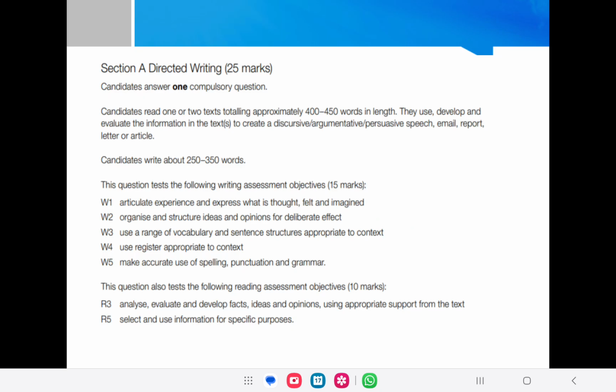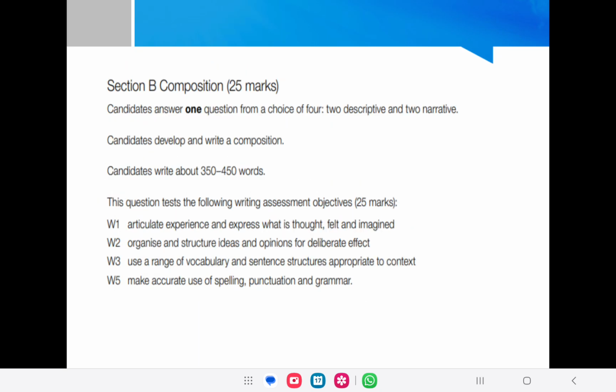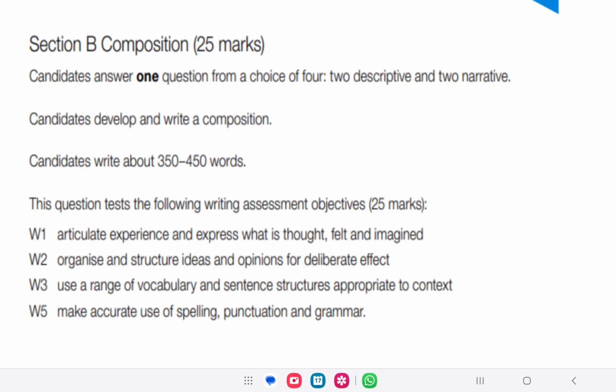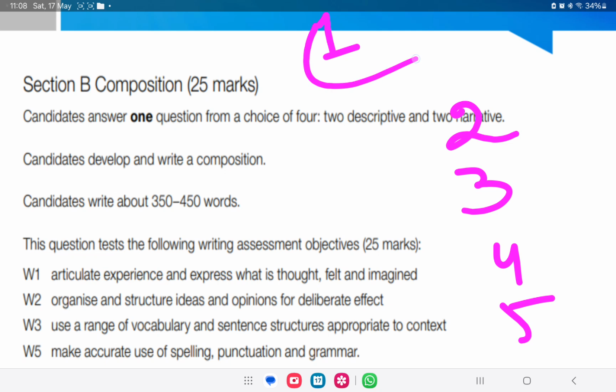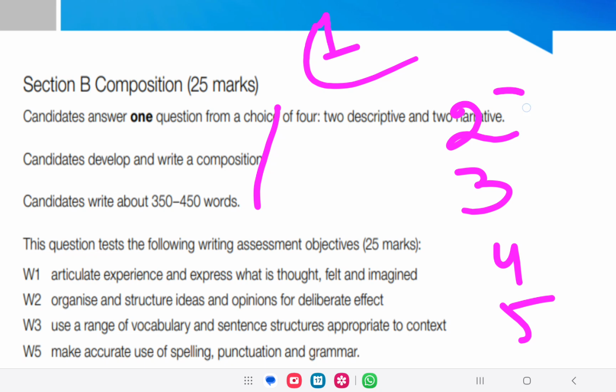So next one now, B part. Let's have a look at that. So B is composition. Again, it has 25 marks. Candidates answer one question from a choice of 4. Here in the B part of your paper, you have question numbers 2, 3, 4 and 5. Question number 1 is the directed writing task that we have already discussed. So now you have 2, 3, 4 and 5, and you will have to do just one out of these 4.